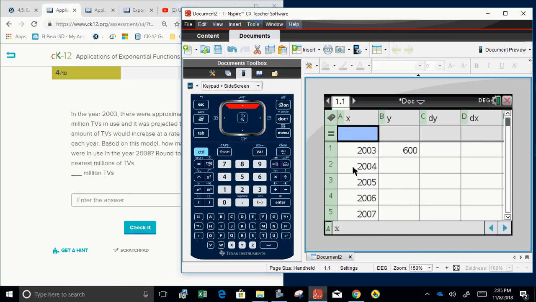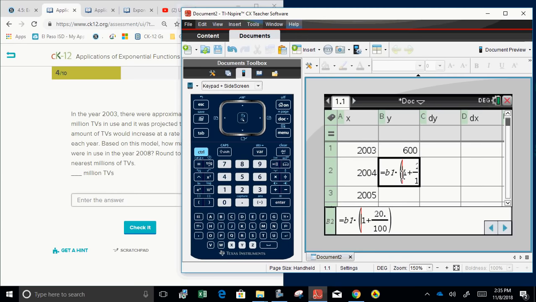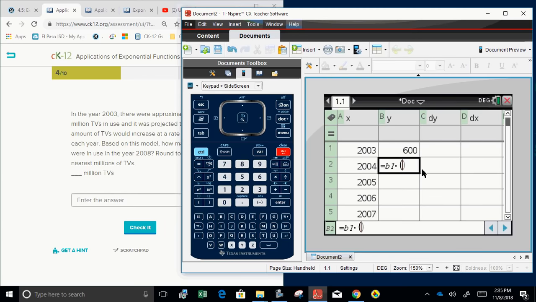Now, easy enough. This would be recursively defined: B1 times 20% is 1 plus 20.0 divided by 100. You could also try dividing it yourself in your mind, with the decimal over two places, that's 1 plus 0.20, that's 20%. Same number.